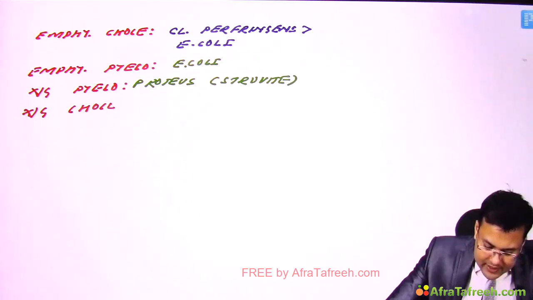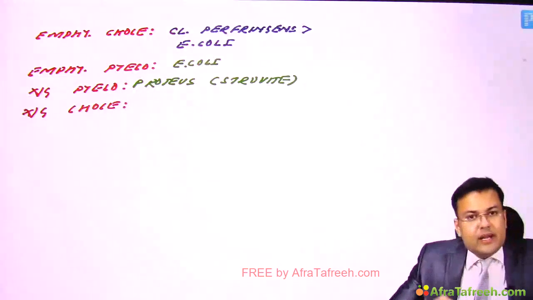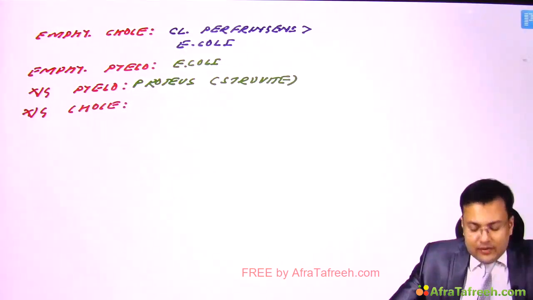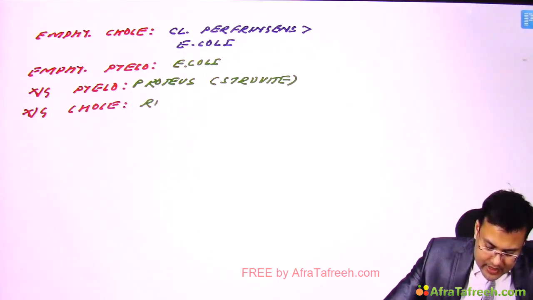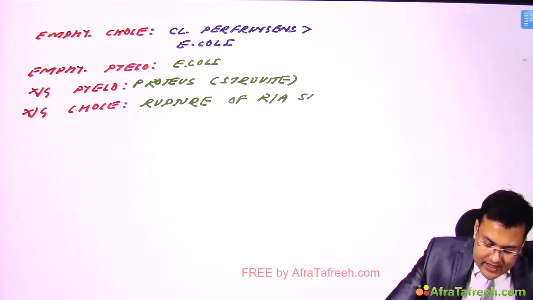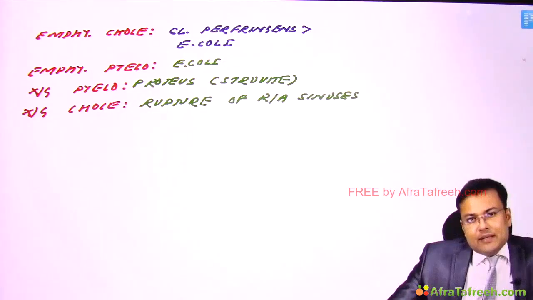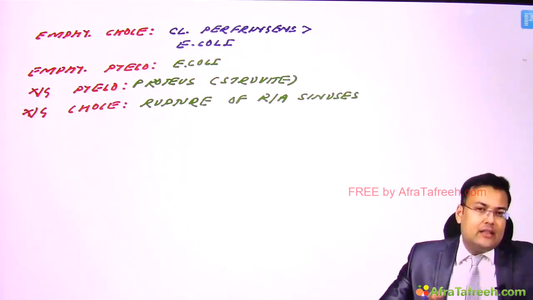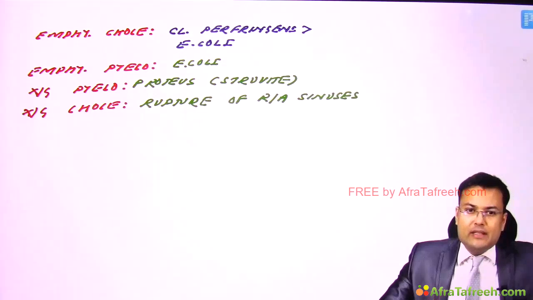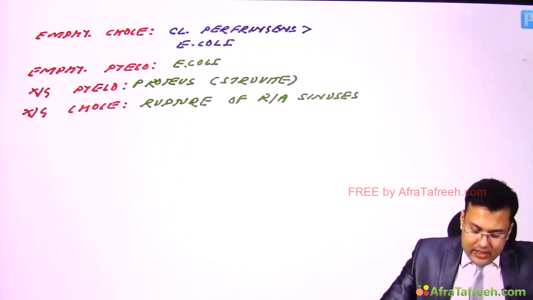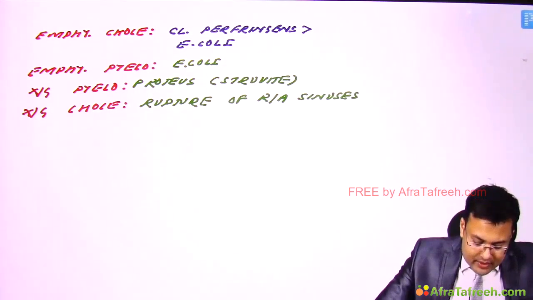And xanthogranulomatous cholecystitis. This is a non-infectious condition and it is caused by rupture of Rokitansky-Aschoff sinuses. Clear? So in kidney, emphysematous pyelonephritis and xanthogranulomatous pyelonephritis are frequently asked. Now see, there are certain common points.